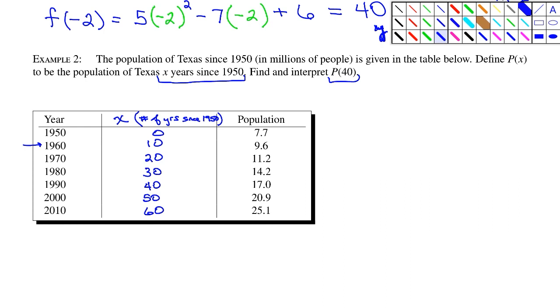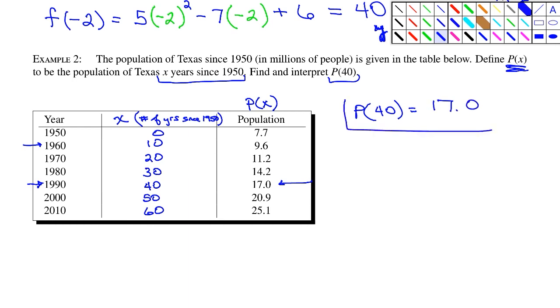Then the numbers in the right column give us the population. That's the P of x, because we've defined P, capital P in this case, to be the population of Texas since 1950. And now we want this, P of 40. So P of 40, I would go to where the x is equal to 40, and that's on this row here. And the number looks like it's 17.0. So that's the value of P of 40.